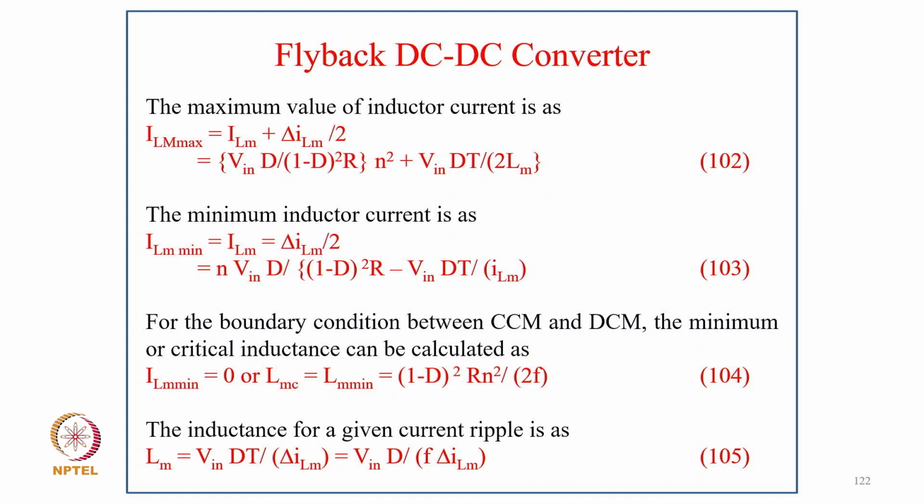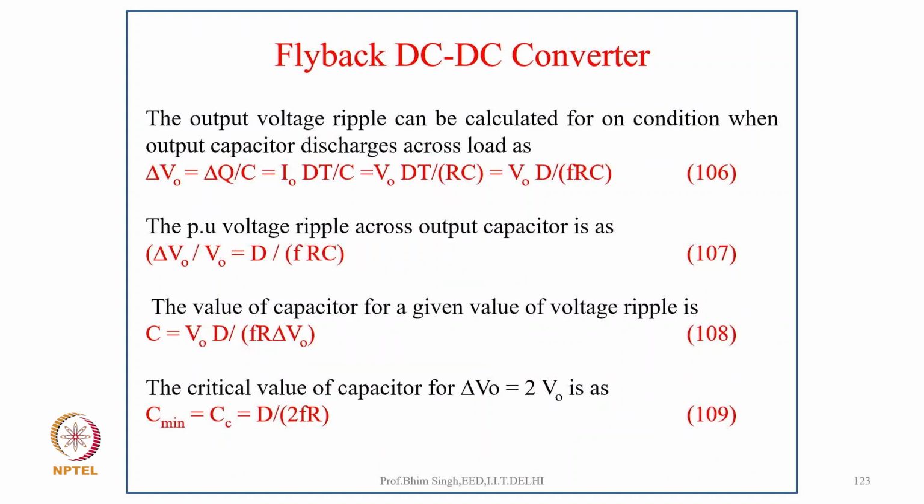So for the boundary condition between CCM and DCM, the minimum or critical inductance can be found with ILm min equal to 0, typically, or ILmc equal to I minimum, that is (1 minus D) square R Lm upon 2F, and inductance for a given current ripple is typically Lm equal to Vin dt upon delta ILm or Vin D divided by F delta ILm.